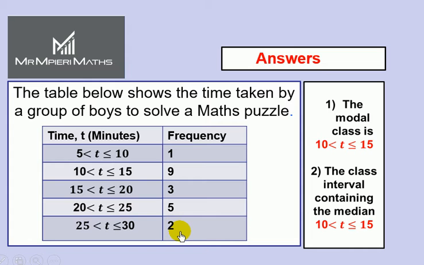Total frequency is 20. Halfway is 10. So let's add: 1 add 9 is 10. So this is where we get 10. So this is the median. The class interval containing the median is between 10 and 15 minutes.